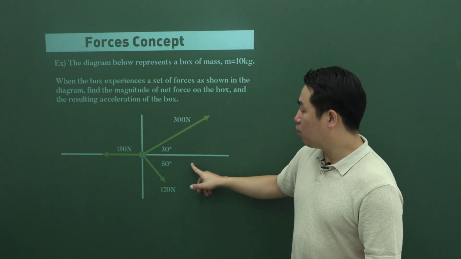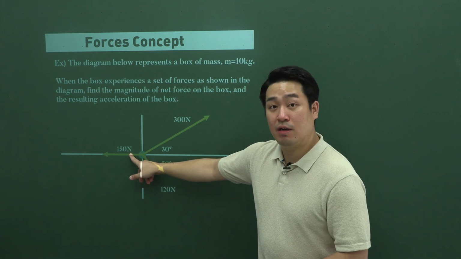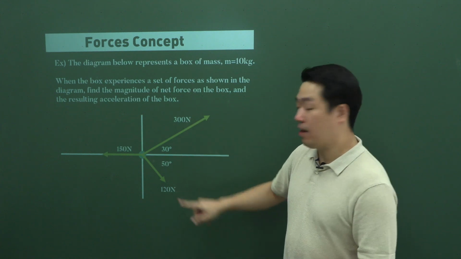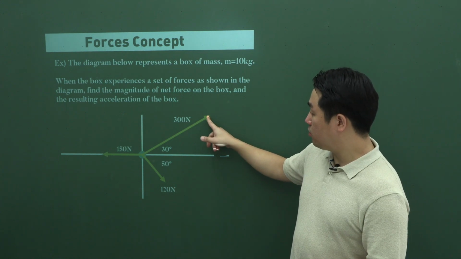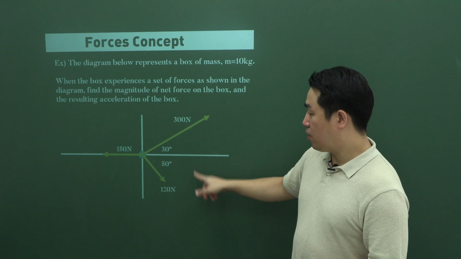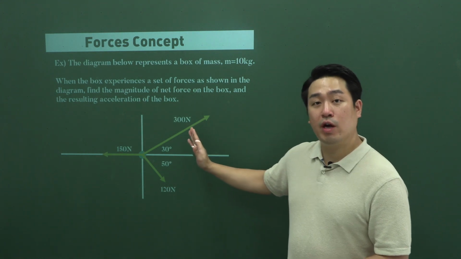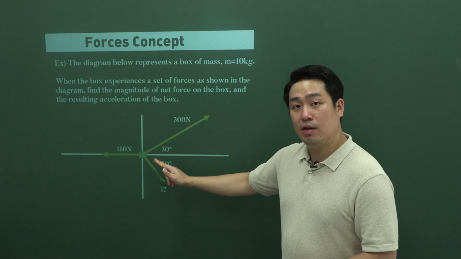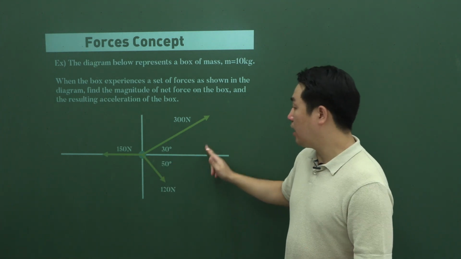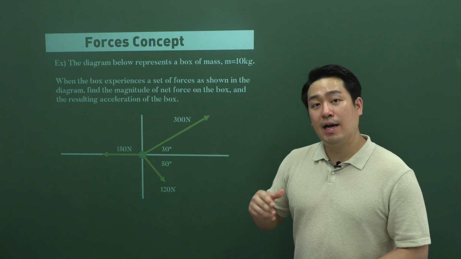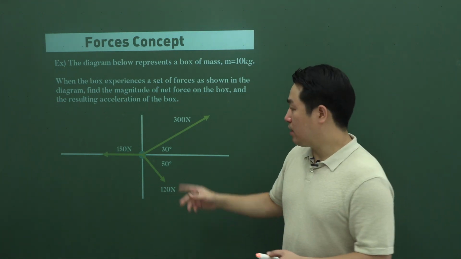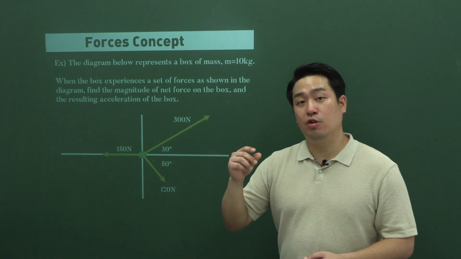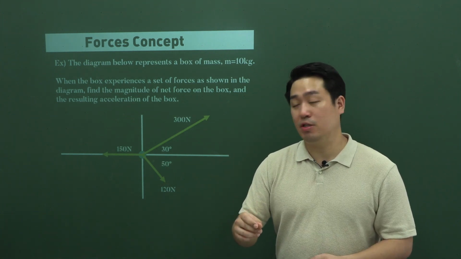Now, upward and downward, well, this one does not have any upward or downward effect, so we have to take a look at this one and that one. And it seems like the 300 newton force has a longer vertical effect, so upward is probably greater. So this box will end up moving or accelerating in a somewhat rightward and upward direction. So we can estimate what's going to happen to the box. But now, let's actually do the numerical calculation to see what's going to happen to it.